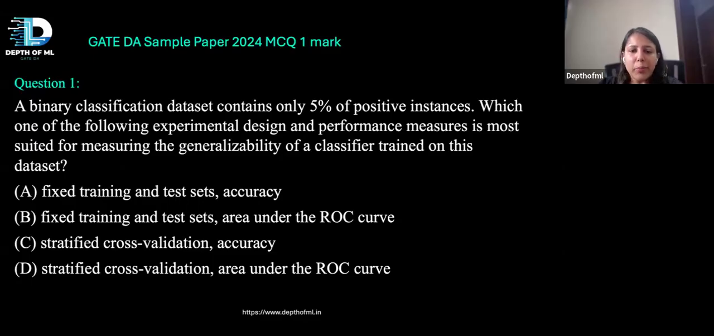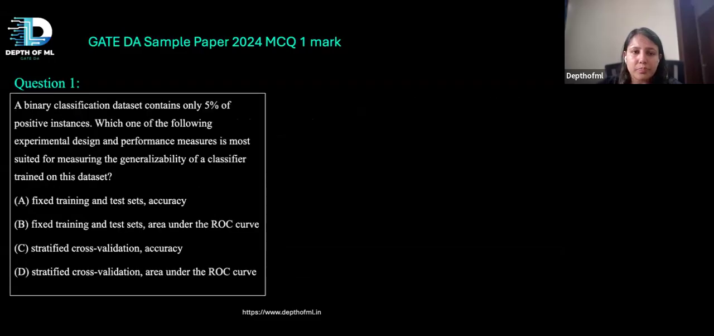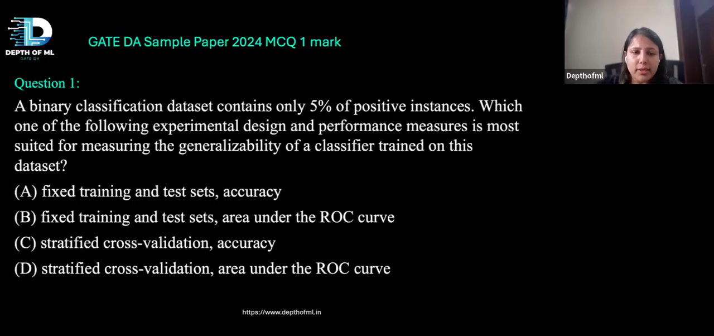Now they are saying that I want to design an experimental setup. How do I evaluate the metric? How do I do the model training, right? And they're asking to measure the generalizability of the classifier, which is trained on this data set. Which experimental design and performance measure should you use? Okay, so let's look at them one by one. Fine. So what are the options?